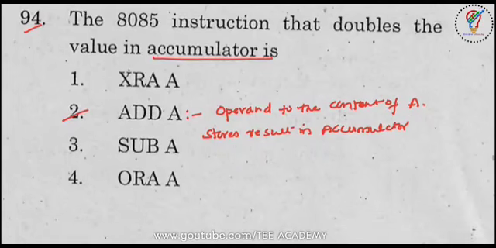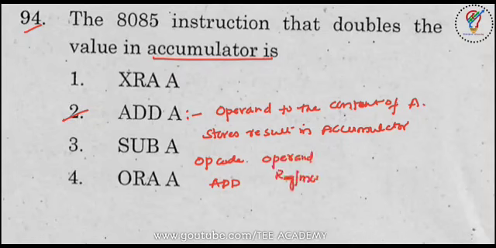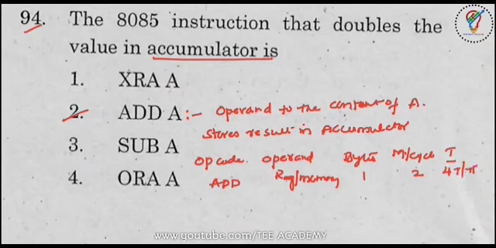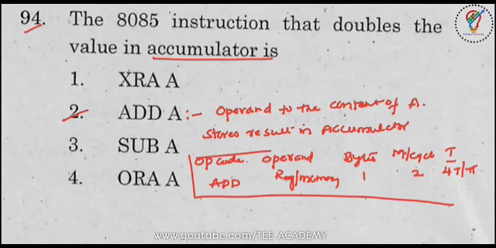Okay, so we'll see the opcode of this instruction. The opcode is ADD. The operand may be a register or memory, and it occupies 1 byte, and the machine cycle is 2, and the T states are 4 T states or 7 T states. So these are additional information which may be useful for your examination. Okay, next question.